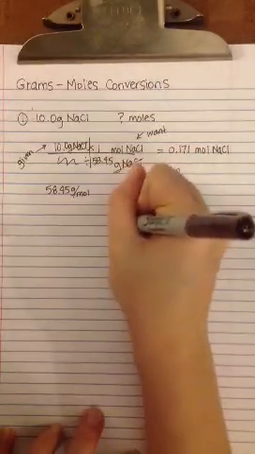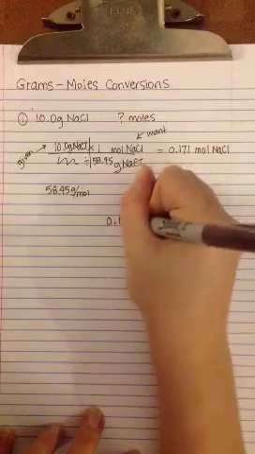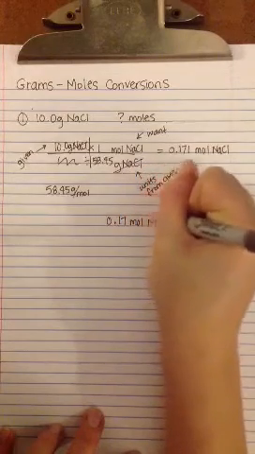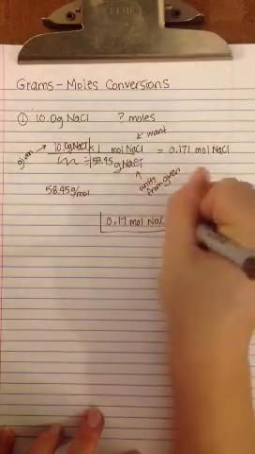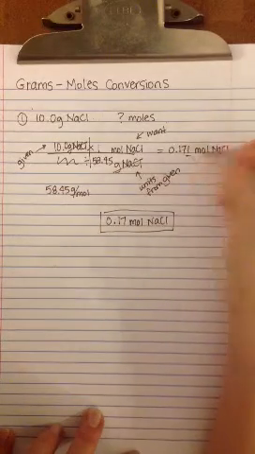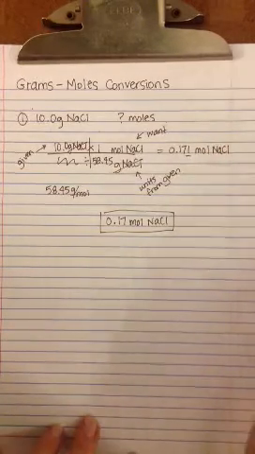So my final answer is 0.17 moles of NaCl, keeping 2 places after the decimal, and this 1 right here would tell me I don't need to round the 7 up.